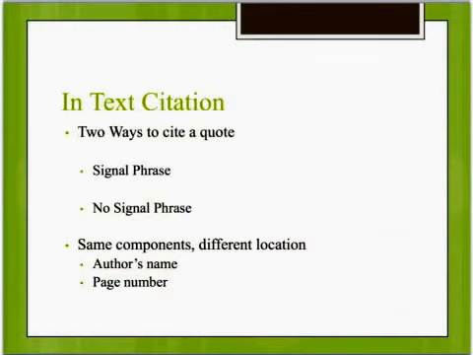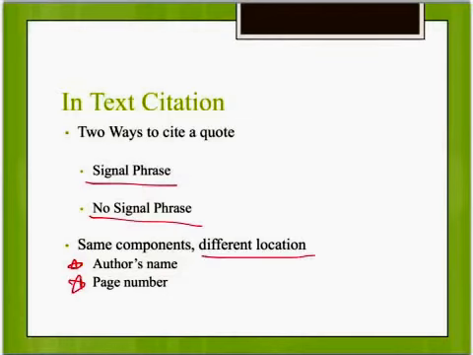So this essay is a literary analysis, which means you're going to be using quotes from the story, which means you're going to need to cite them. There's 2 ways to cite a quote. You can use a signal phrase, or you cannot use a signal phrase. Whichever way you use, it has the same components. No matter which one you choose, you're going to have the author's name and you're going to have the page number. All that changes is where you put it.